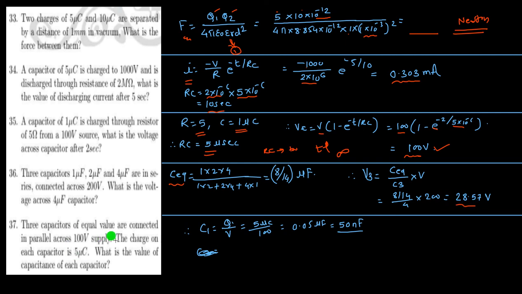Three capacitors of equal value are connected in parallel across a 100 volt supply. The charge on each capacitor is 5 microcoulomb. What is the value of the capacitance? The charge on each capacitor is 5 microcoulomb, which means C1 is equal to Q1 by V. So 5 micro by 100. So it is 0.05 microfarad, or you can say 50 nanofarad.